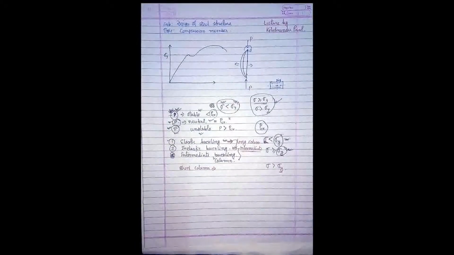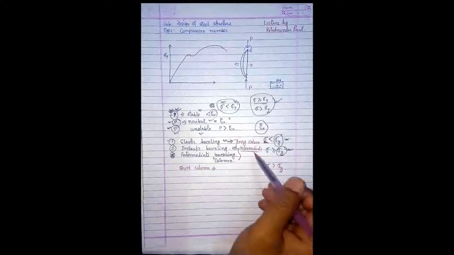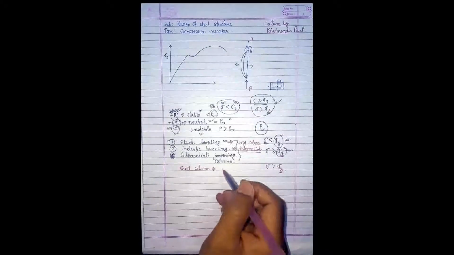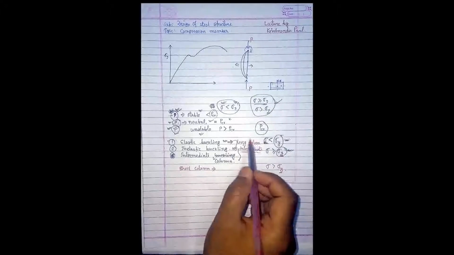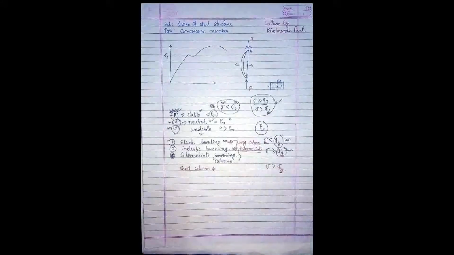Now, how can we identify a long column, an intermediate column, and a short column? These are identified by a number, which I think you know, called the slenderness ratio. The slenderness ratio is the ratio of the effective length to the least lateral dimension. I will explain that part in the next sessions.